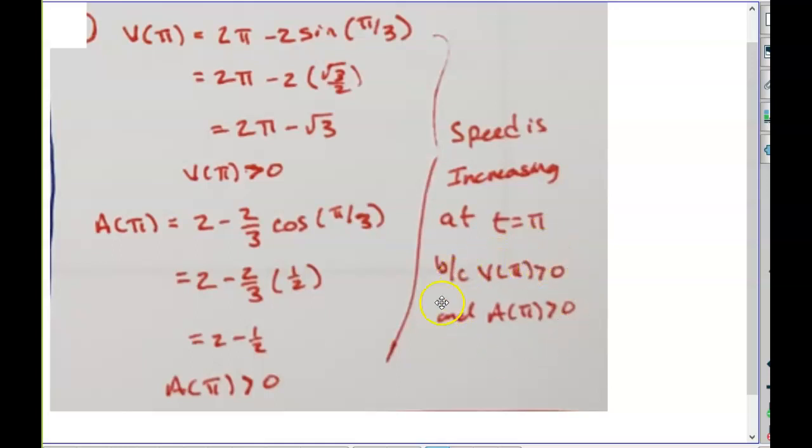Okay. Now notice my justification here. It's kind of sloppy, but it just says v of pi is greater than 0, a of pi is greater than 0. That says both signs are positive.